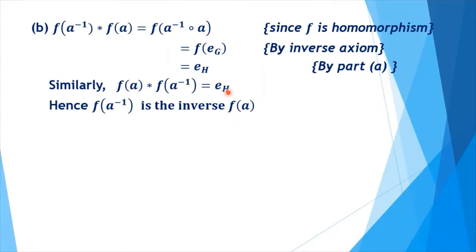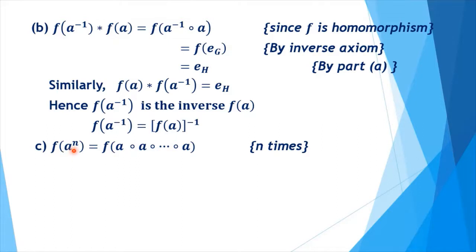So, when you are operating two elements of a group and you are obtaining the identity element, it means those two are inverse to each other. Hence, f of A inverse is the inverse of f of A and vice versa. So, in notation, we may write f of A inverse is equal to f of A whole inverse.